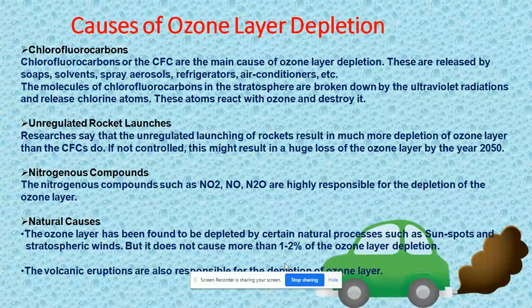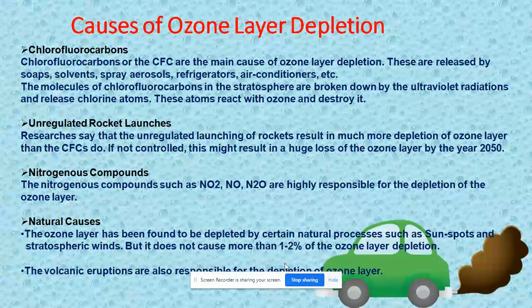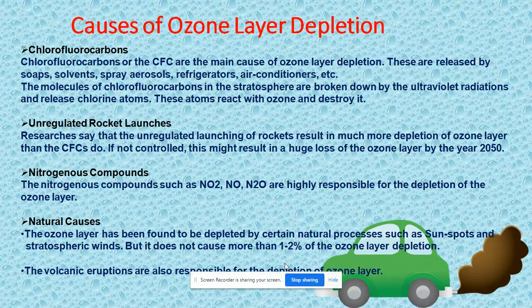Ozone layer depletion is a major concern and is associated with a number of factors. The main causes responsible for the depletion of the ozone layer are listed on this slide. Chlorofluorocarbons, or CFCs, are the main cause of ozone layer depletion. These are released by soaps, solvents, sprays, aerosols, refrigerators, air conditioners, etc. The molecules of chlorofluorocarbons in the stratosphere are broken down by ultraviolet radiation and release chlorine atoms. These atoms react with ozone and destroy it.